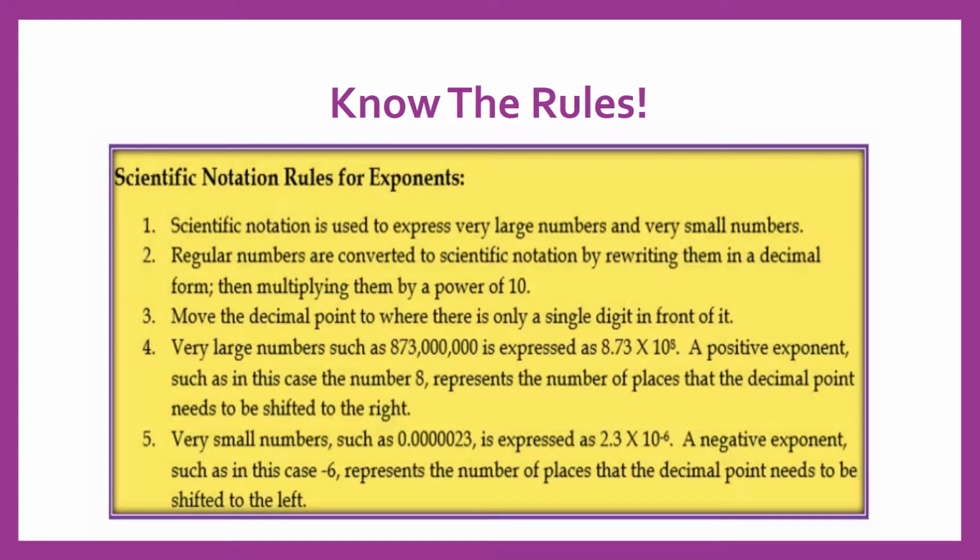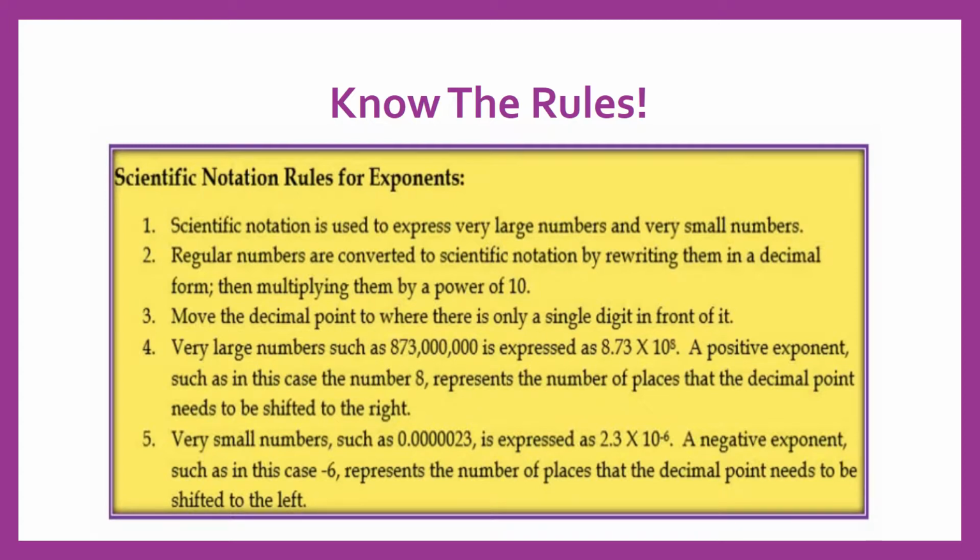Before we begin this lesson, let's look at some rules pertaining to scientific notation. I'll give you a few minutes to review these rules. Please follow me as I discuss them. Scientific notation is used to express the values of very large and small numbers. When we convert these values into scientific notation, we rewrite them in the form of a decimal, and then we multiply them by a power of 10. We're going to move our decimal point to where there is only a single digit in front of it.